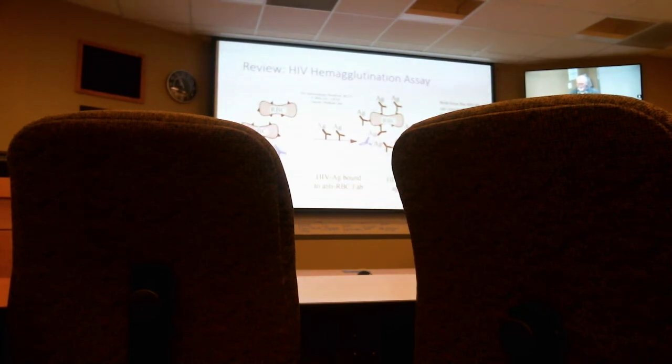And look, because of that hinge region and flexibility, I can cross-link this red blood cell to this red blood cell. And maybe I bind a different one over here, and this could cross-link to yet a third red blood cell, and a fourth, and a fifth, and a seventh, and 20, and I got a big clump after a while.